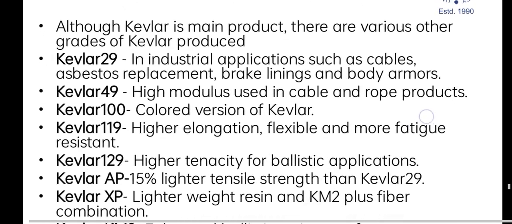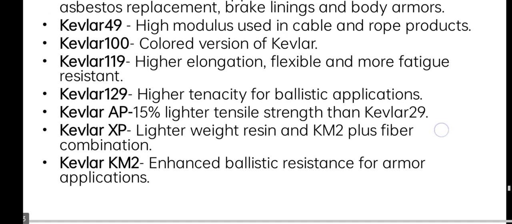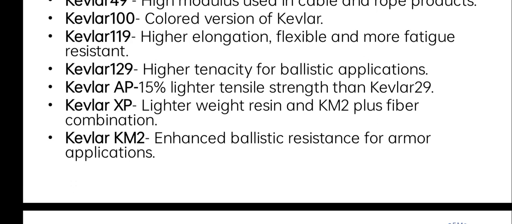Kevlar 100, colored version of Kevlar. Kevlar 119, higher elongation, flexible and more fatigue resistant. Kevlar 129, higher tenacity for ballistic applications. Kevlar AP, it has 15% higher tensile strength than Kevlar 29. Kevlar XP, lighter weight resin and KM2 Plus fiber combination. It is a combo of KM2 Plus fiber and lighter weight resin. Kevlar KM2, enhanced ballistic resistance for armor applications. It has high ballistic resistance, therefore it is used in armor applications.